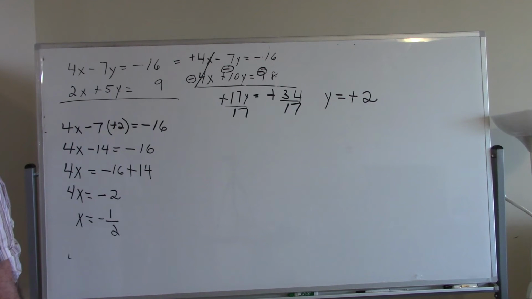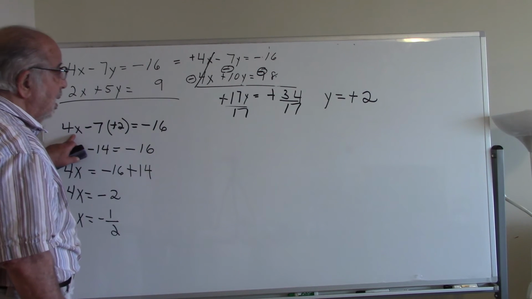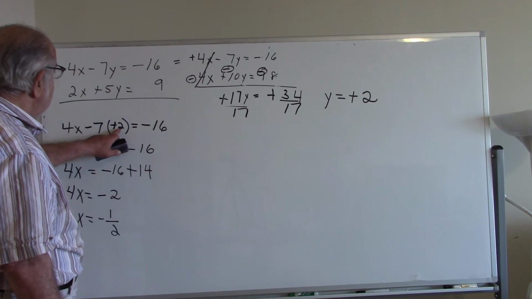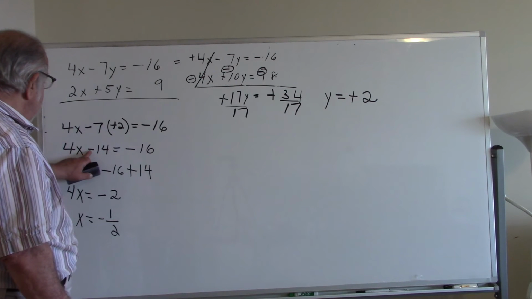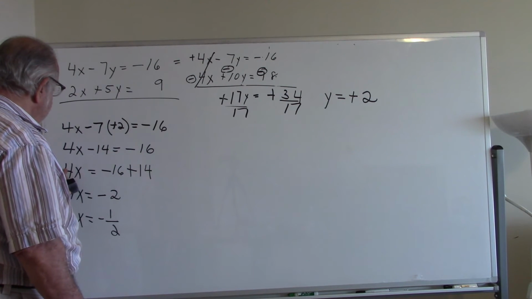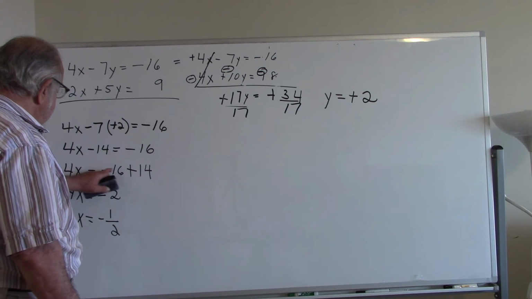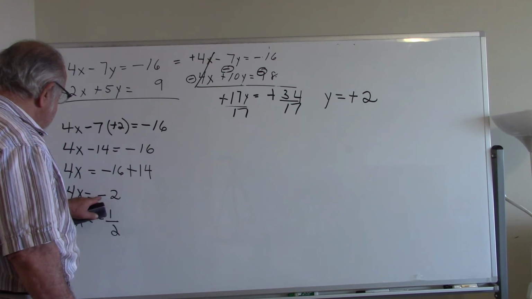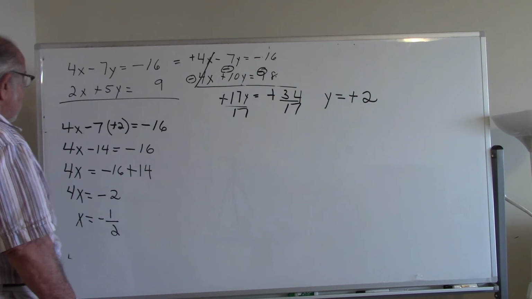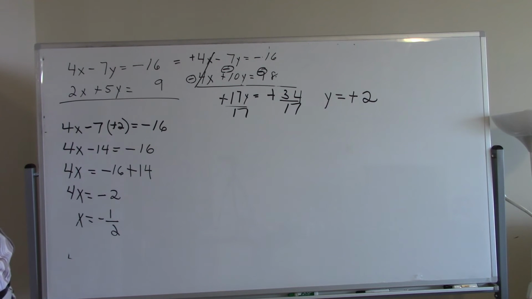All right, that may be right, but let me check that out a little bit, to see if I didn't make any mistakes. 4x minus 7, a plus 2, 4x, 7 times 2 is 14, there's a minus sign over here, minus 16. 4x, bring this over, subtract, that becomes a minus 2, x is a minus 1/2. That looks good. So there's our two answers, y is plus 2, and x is a minus 1/2.